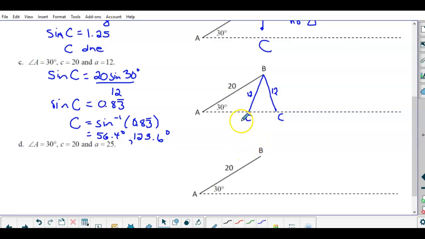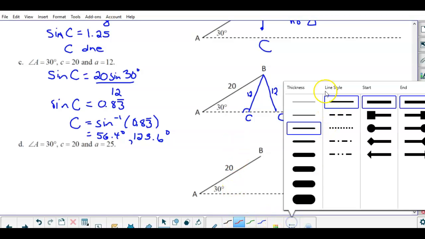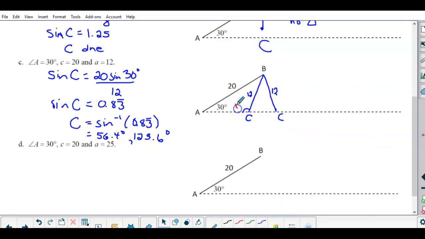Then take a look at your diagram, which one's which. So this one here would be the one that's bigger than 90. So actually I'm going to do that in red. 123.6. If we had this diagram here, this would be the one that is less than 90. Okay, so two possible triangles given that information. Again, the side opposite C is bigger than the side given. So you're only going to get the ambiguous case if that's true.